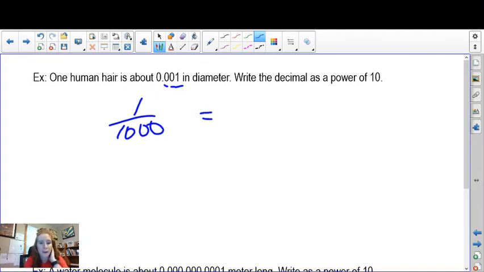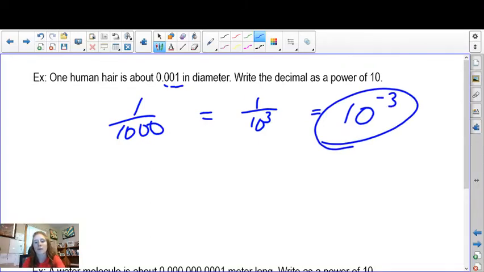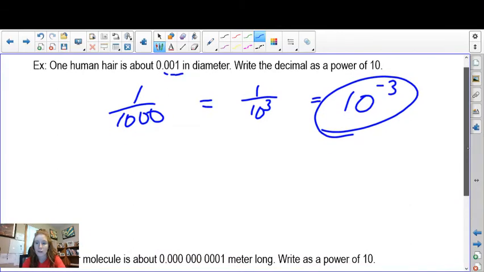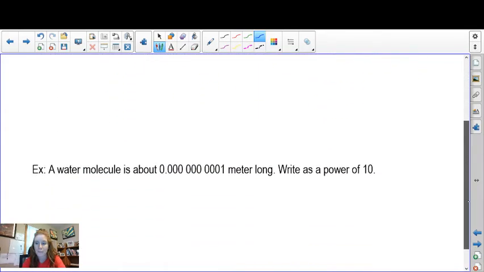But I know I could write that as 1 over 10 to the third so that it has a power of 10, meaning my base is 10 with some power. And then I want it not as a fraction or as a decimal. So I bring up the negative 3. And I write it that way.